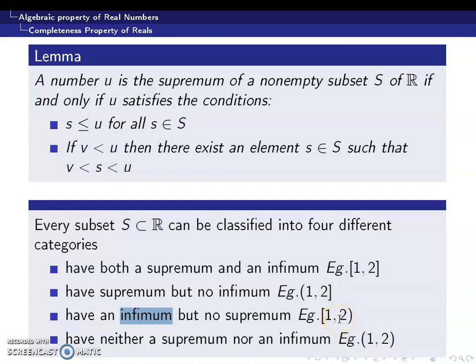So based on whether the supremum and infimum belong to the set or not, we can classify our sets into 4 different categories. A set which contains supremum as well as infimum, a set which contains supremum but not infimum, a set which contains infimum but not supremum, a set which does not contain supremum as well as infimum.